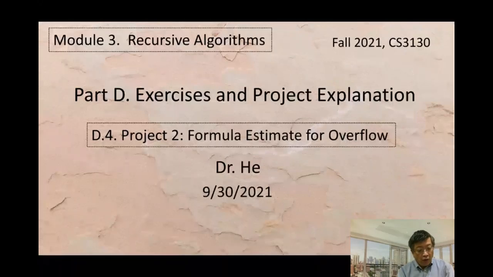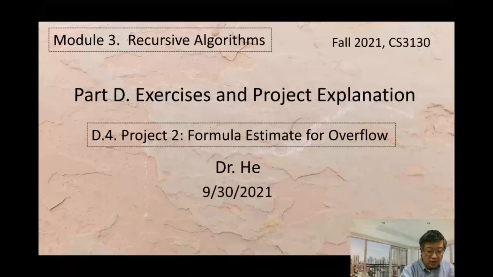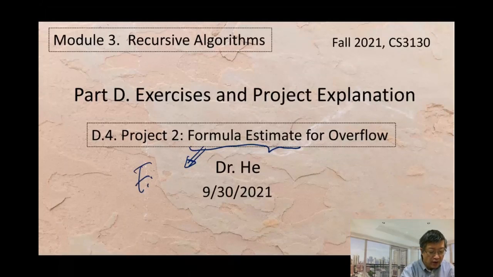Part D.4, Project 2, Formula Estimate for Overflow. In this part, we will use the Fibonacci formula to make an estimate. So we know we have the Fibonacci formula.